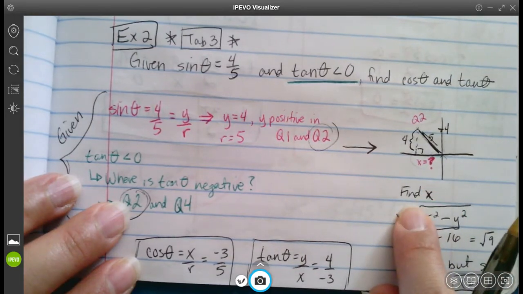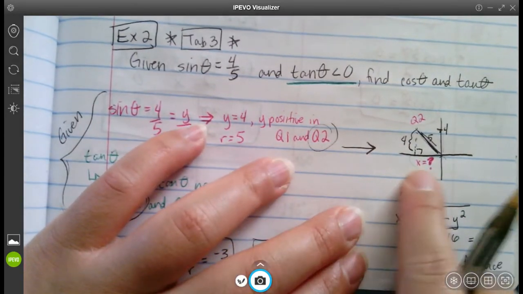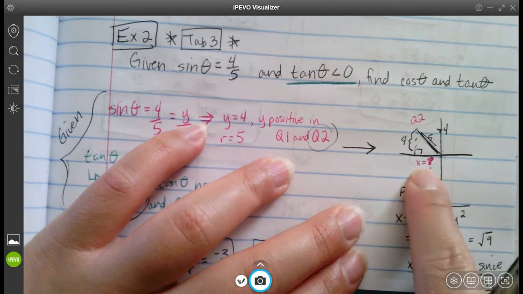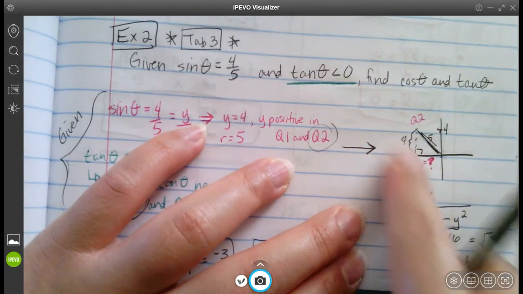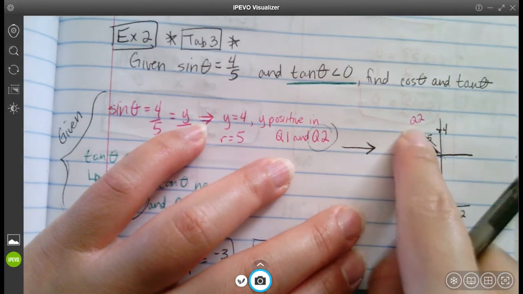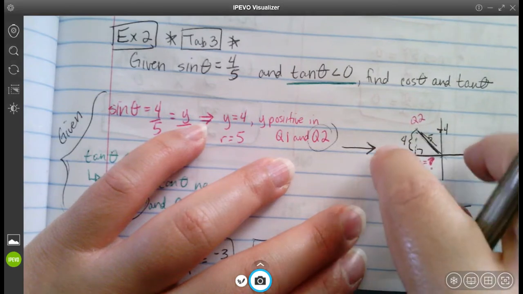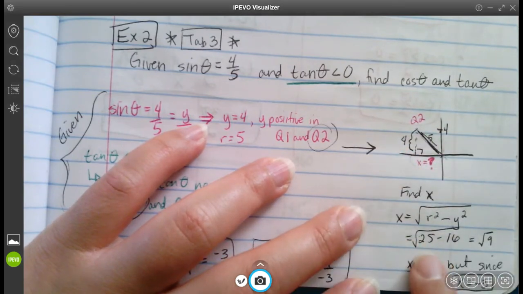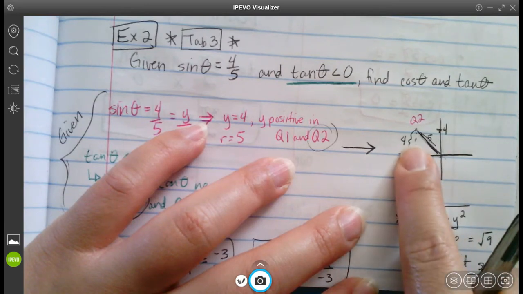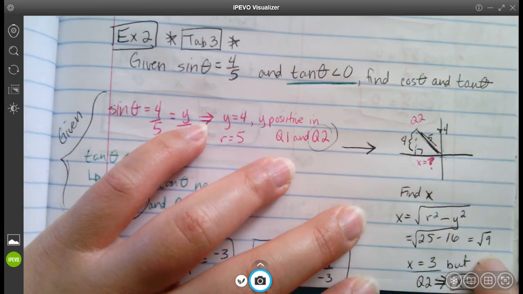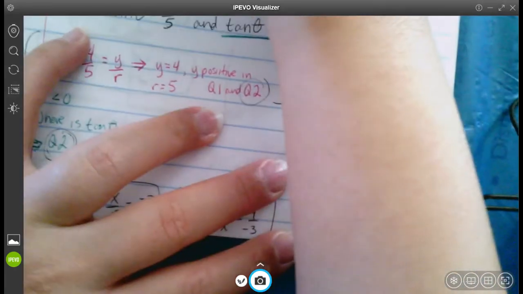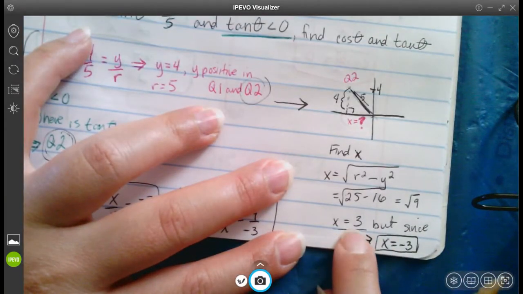To find x, we have to subtract because we're looking for one of the sides. And when you're doing the Pythagorean theorem, anytime you're looking for one of the legs or the sides that's not the hypotenuse, you basically square and subtract, then take the square root. Okay, so 25, which is 5 squared, minus 16, which is 4 squared. Subtract them, we get the square root of 9, and x is going to be equal to 3.